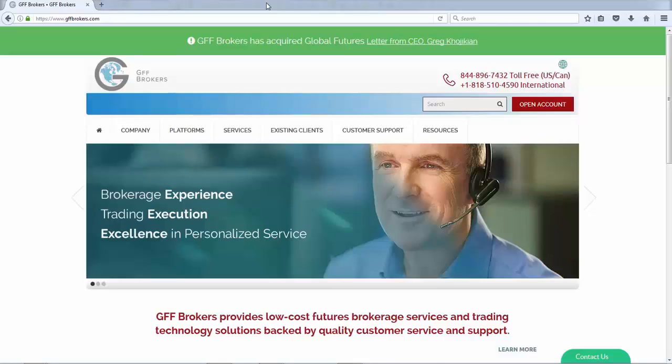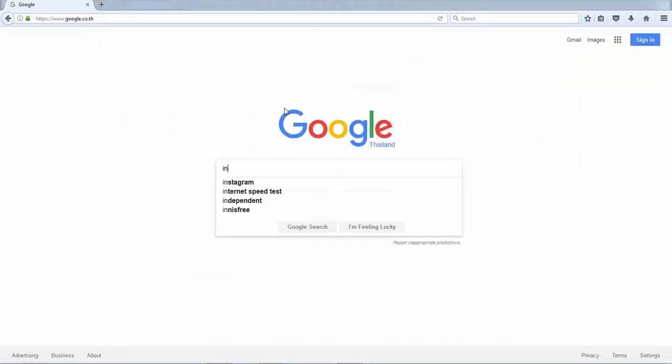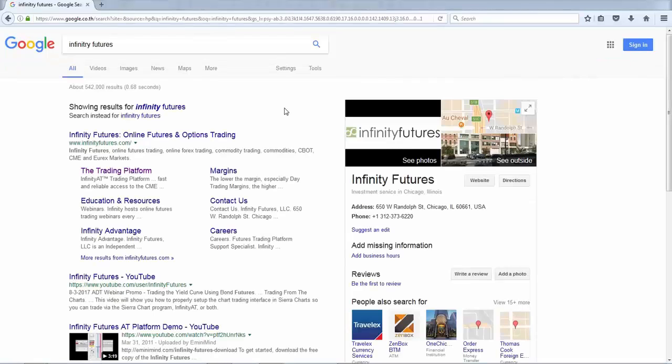Another one, somebody in the room is using Infinity. I think it's Infinity Futures or Infinity Broker. I'm not sure which one. Yeah, I think it's Infinity Futures. And they're doing really well. They're getting good fills and everything like that. So this is another one to check out. I don't know how much their margin is. You'll have to look that up for yourself.